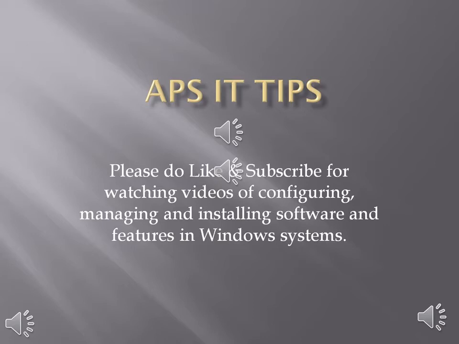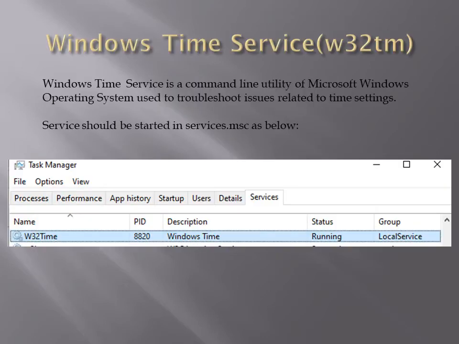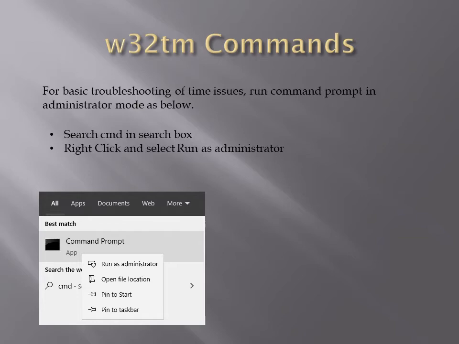Hello everybody. Today we will study about Windows Time Service. Windows Time Service is a command line utility of Microsoft Windows systems used to troubleshoot issues related to time settings. This service can be started from services.msc, and once the service is started, you can open command prompt in run as administrator mode as shown in the figure.